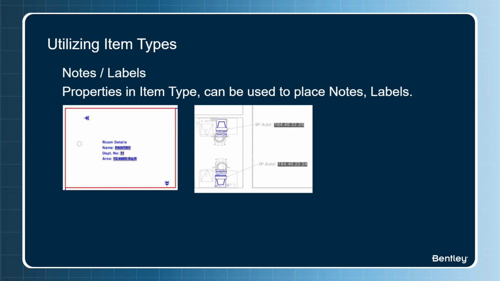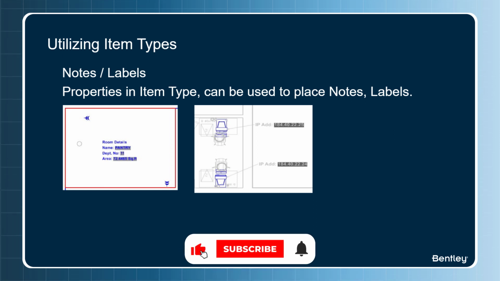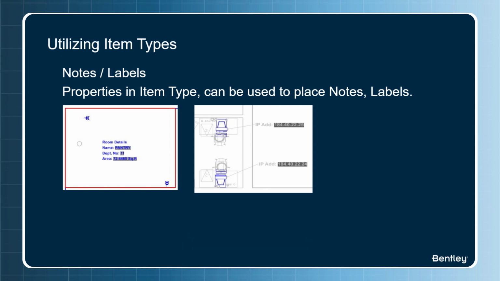So we have created item types and attached them to elements. Now we will see how to utilize them. Annotation tools like notes, labels, and text fields can extract item type property values to be placed as text. In the following snapshot, we have a place note tool extracting room details as text fields.